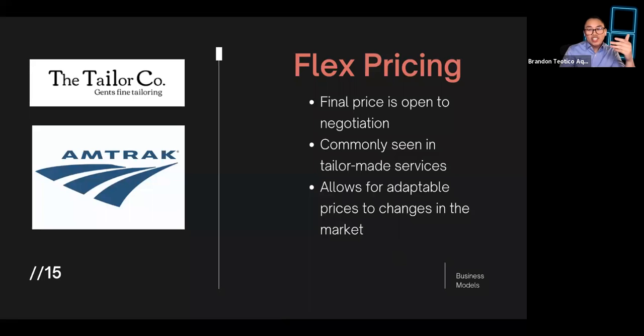So they don't have direct negotiation with the customers, but as a customer, there's ways for you to negotiate your way around the price. Prices on tickets are dependent on several factors, such as when you buy the ticket, where you're going, and things like age. So like a senior citizen may get cheaper tickets than a 20-year-old man. And yeah, so that's flex pricing.